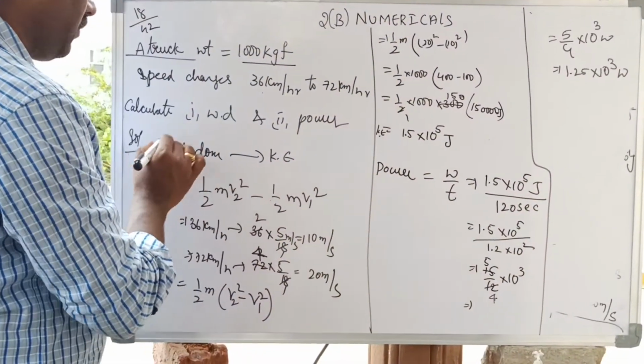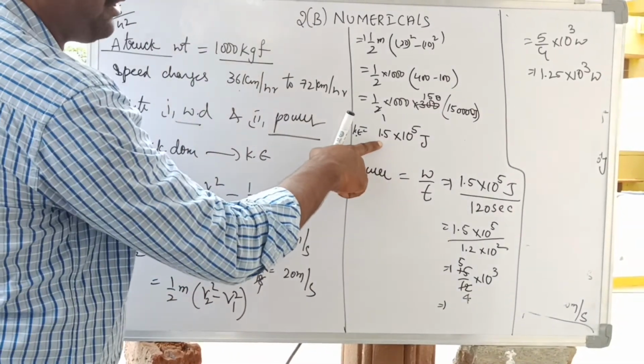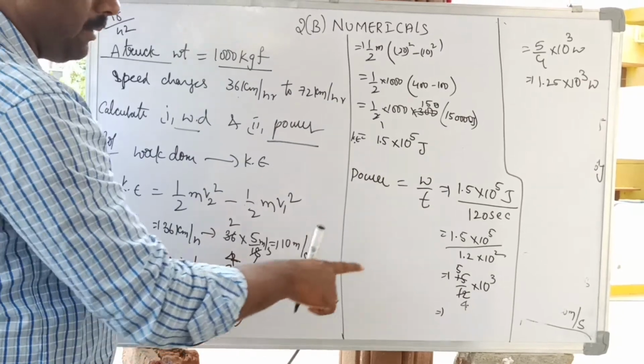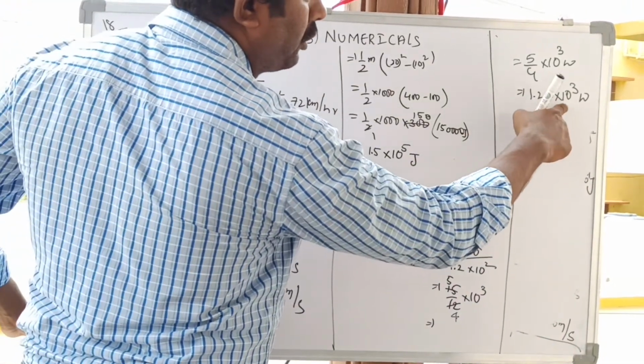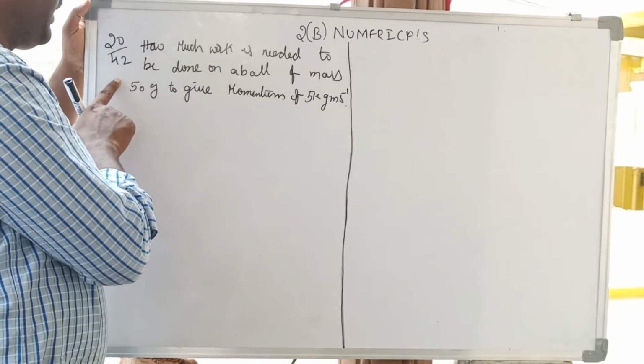So they are asking for work done as well as power. So work done is how much? 1.5 into 10 to the power of 5 joules, and the power is 1.25 into 10 to the power of 3 watts. So this is the 28th question, page number 42.